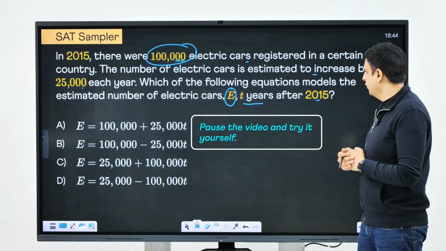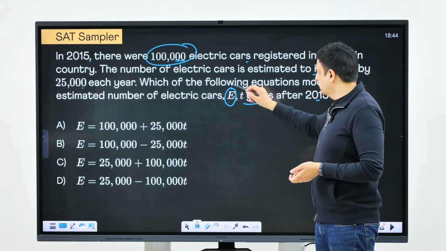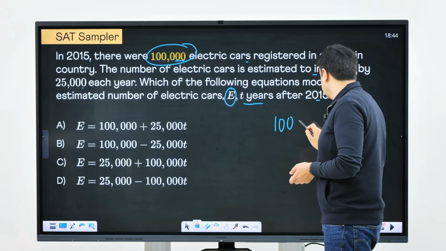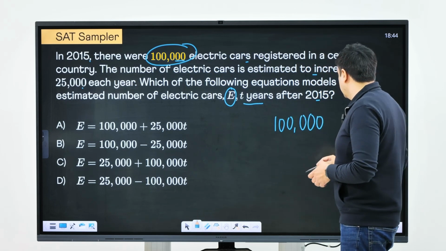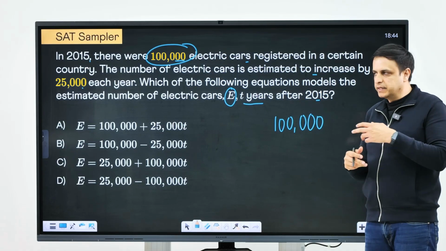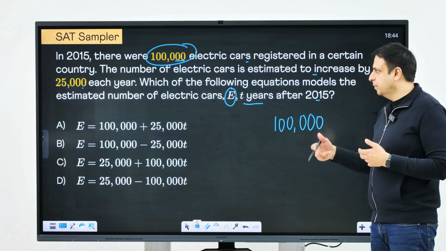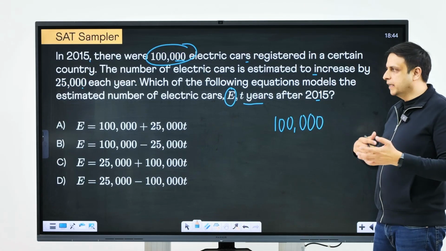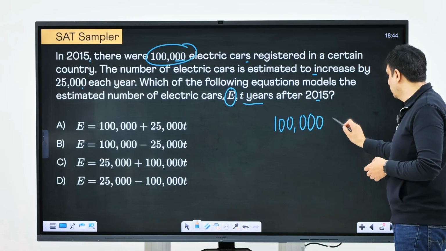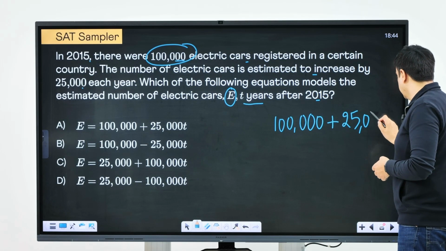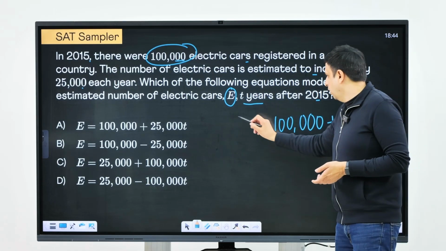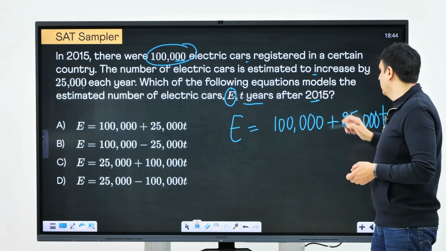Again, this is a really straightforward problem on linear functions. The initial value in 2015 is 100,000 electric cars. So 100,000, let's write it. And then every year the number of cars is increasing by 25,000, which means 25,000 is the rate of change per year. So after t years, the increase would be 25,000 times t. So we'll just add 25,000t to this initial value, and this will give us the total number of electric cars, E, after t years from 2015.